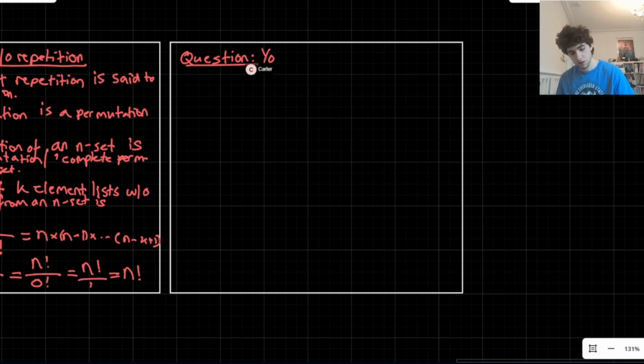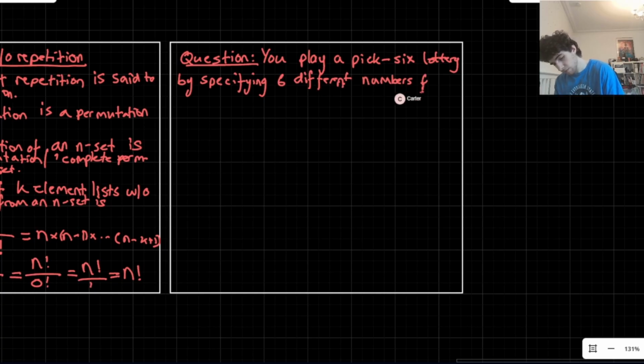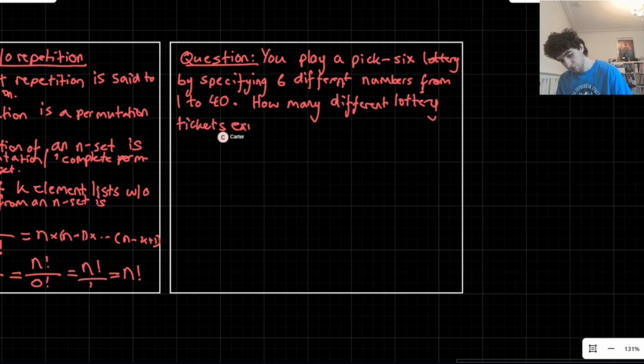The first of which is as follows: suppose that you play a pick 6 lottery. So you're playing the lottery. You have to pick 6 numbers from 1 to 40, by specifying 6 different numbers from 1 to 40. How many different lottery tickets exist effectively?